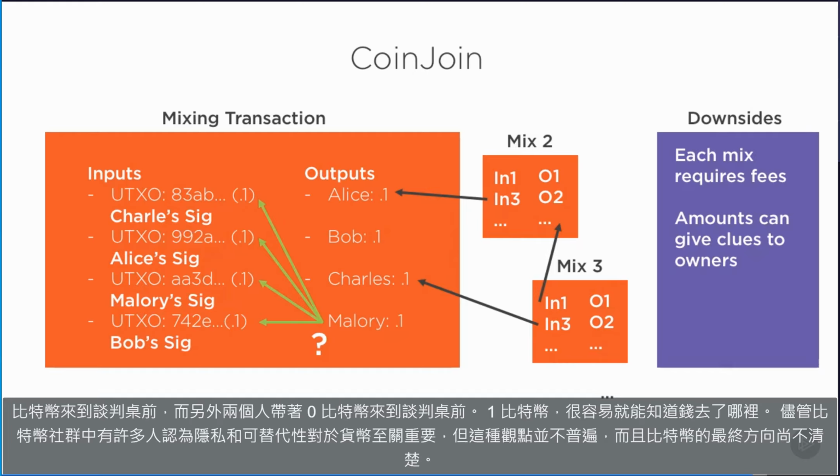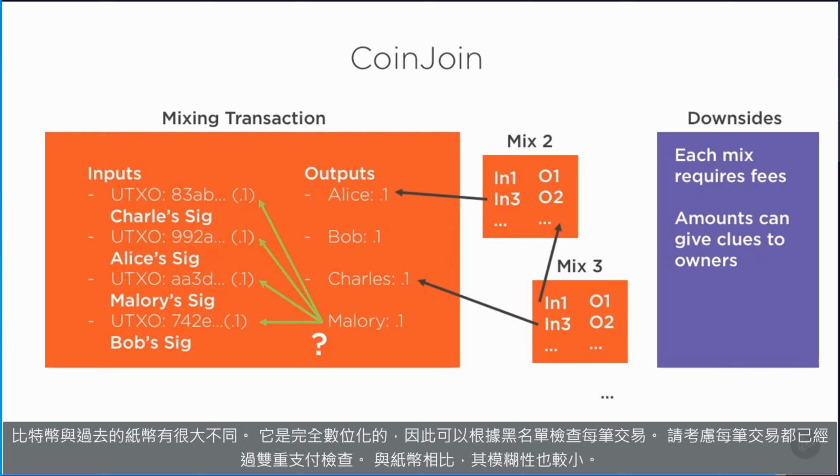While there are many in the Bitcoin community that see privacy and fungibility as crucial to a currency, that view is not universal and it's not clear where Bitcoin will end up. Bitcoin is much different than past paper money. It's completely digital, so checking every transaction against a blacklist is feasible. Consider that every transaction is already checked for double spends.